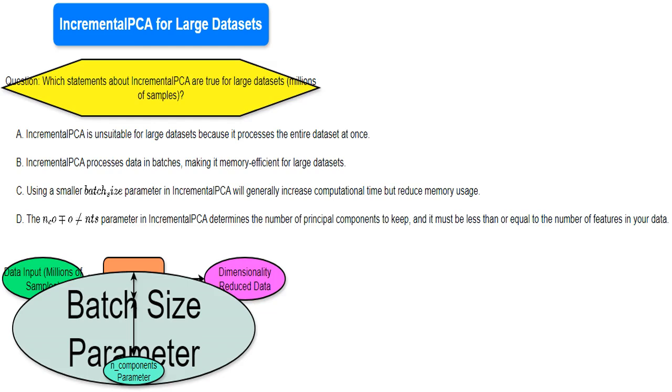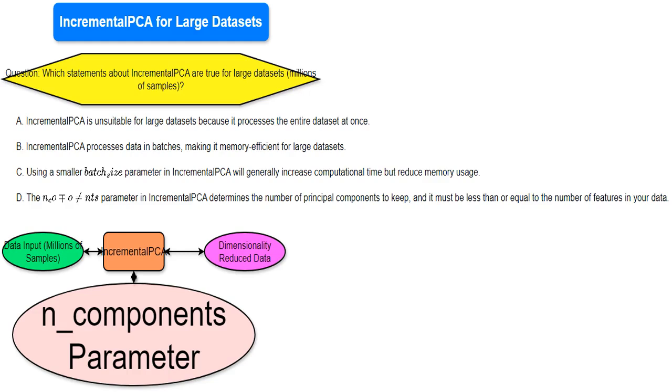I see this parameter controls how much data you feed to the IncrementalPCA algorithm at once. Think of it like eating a large pizza. A small batch size means you eat one slice at a time, less memory used, but it takes longer, while a larger batch size means you eat multiple slices at once, more memory used, but faster. The batch size directly impacts the trade-off between memory usage and processing speed.